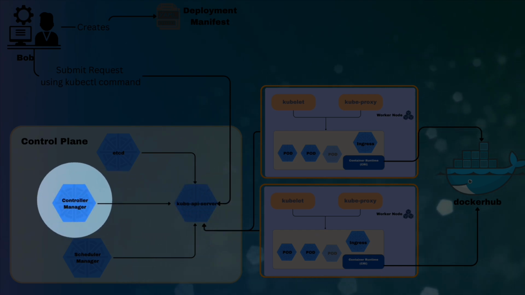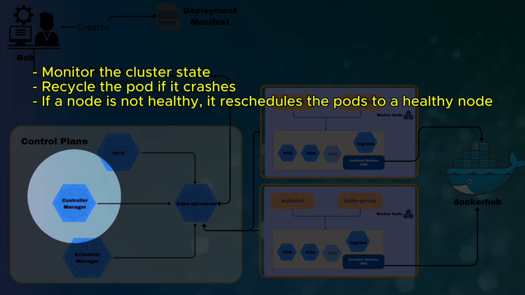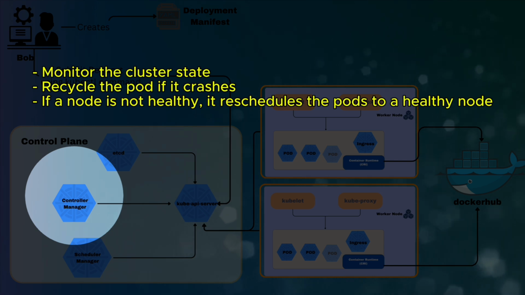Controller manager monitors the cluster state. If a pod crashes, it creates a new pod. If a node becomes unavailable, it reschedules pods on other nodes.